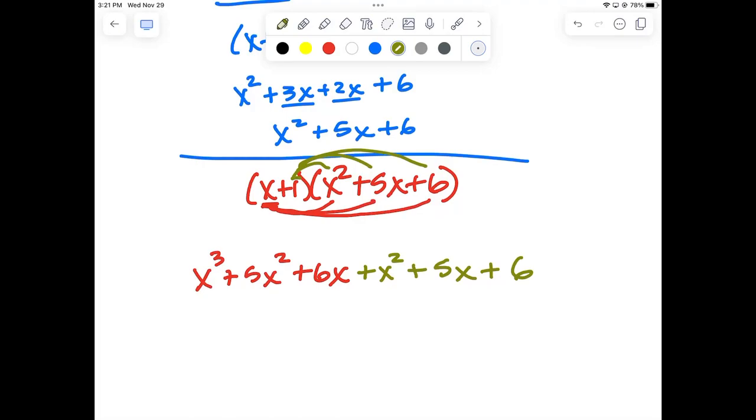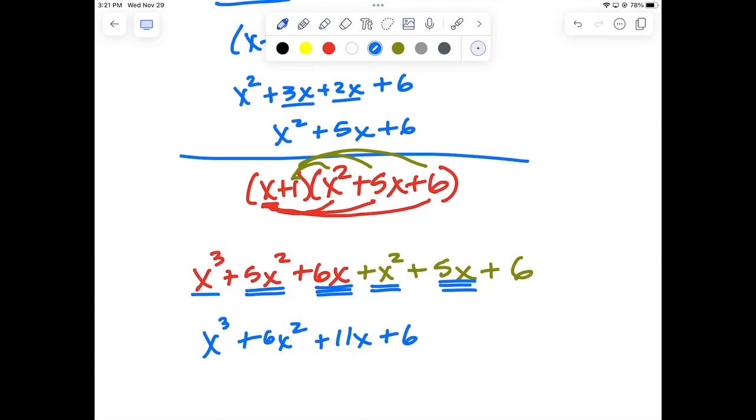Okay. Now let's just combine like terms. I'll start with my x cubed. There's only one term with x cubed, so I'll underline it. There's two terms that have x squared, so I'll double underline them. That gives me 6x squared. There are two terms that have x's in them, linear terms, so I'll triple underline them. That gives me 11x. And then the last term that's not got anything is my constant. It's plus 6.